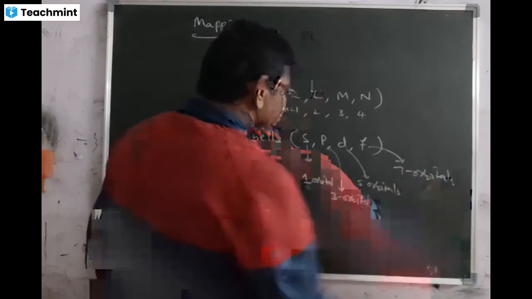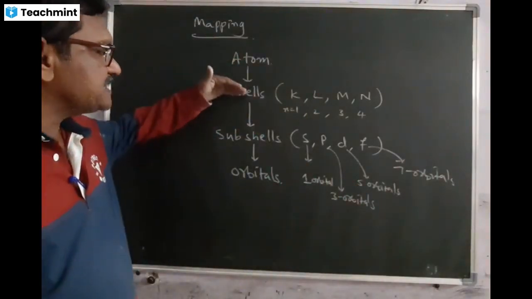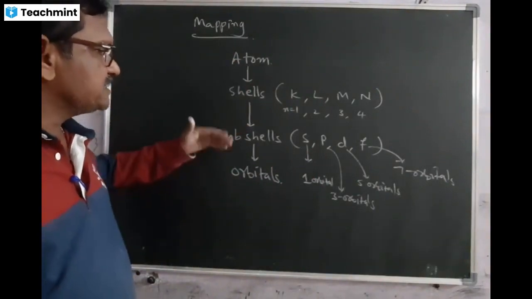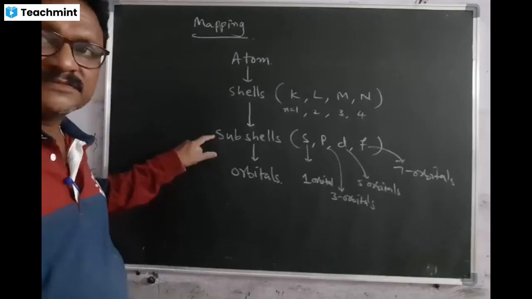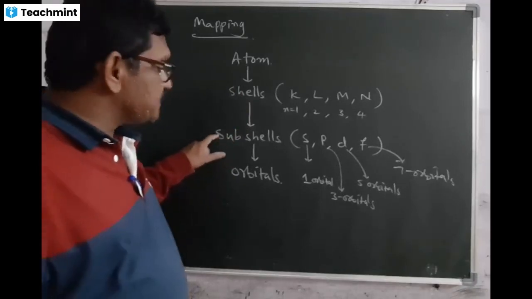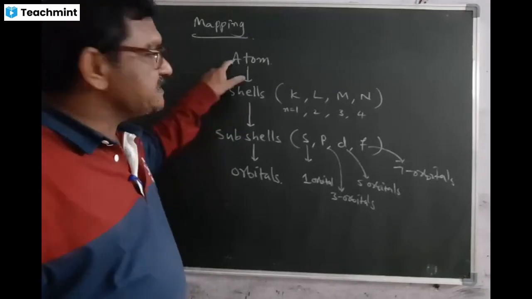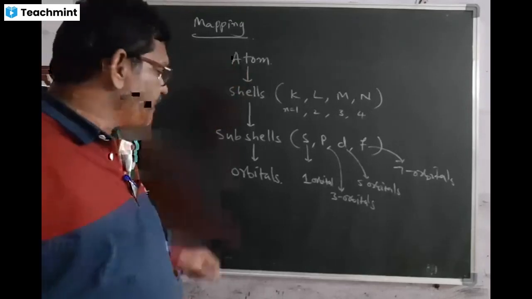That means in the inner core of an atom, cells are present. In cells there are subcells, and in subcells there are orbitals. Try to understand what I am saying. Orbitals are present in subcells, subcells are present in cells, and cells are present in an atom. Am I right? Okay.